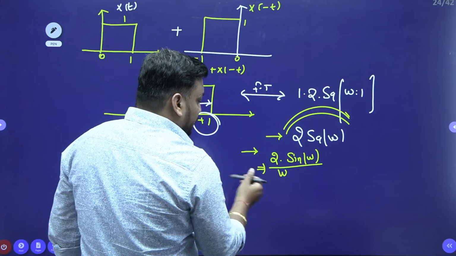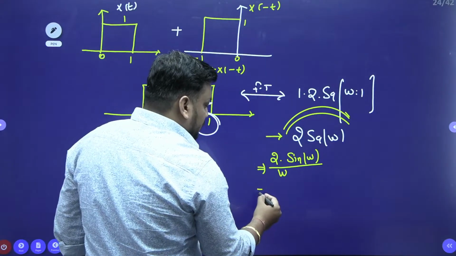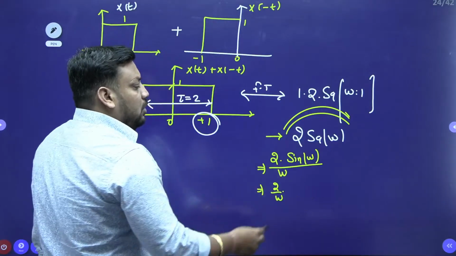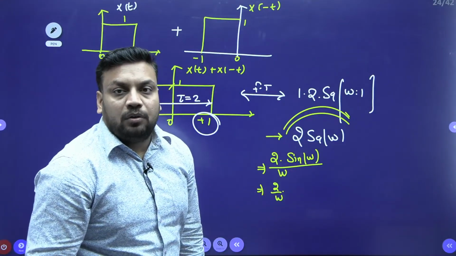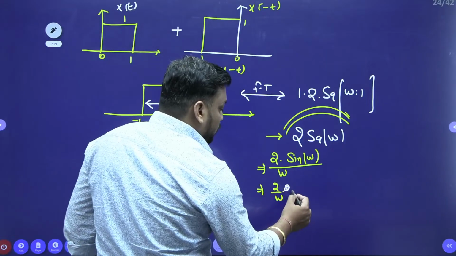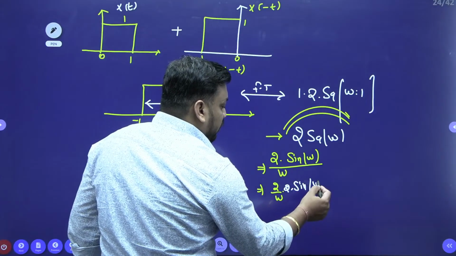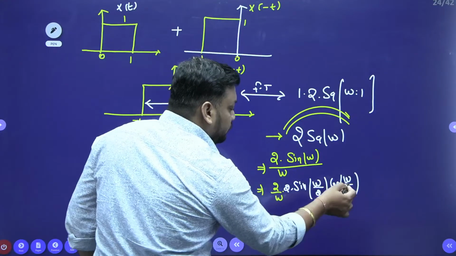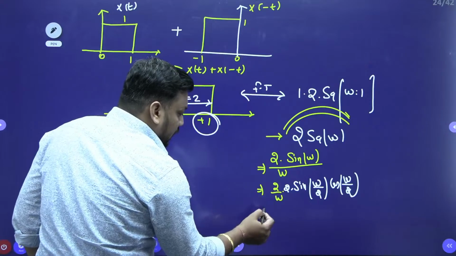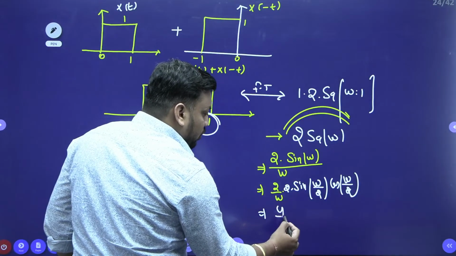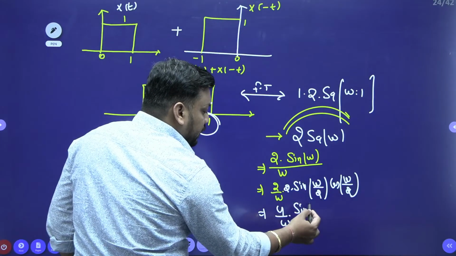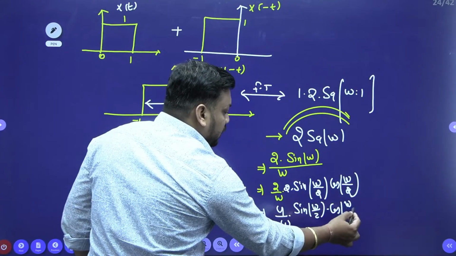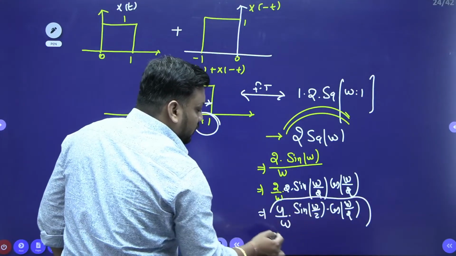Now the next equation, what should we write, guys? Sir, we can write 2 upon omega as it is. But because the angle is omega by 2, what is the sine 2 theta formula? 2 sin theta cos theta. So it will be 2 into sine of omega by 2 into cos of omega by 2. Now if I write this formula, then the final equation will become 2 into 2, that is 4 upon omega, into sine of omega by 2 into cos of omega by 2. No problem till here, sir.